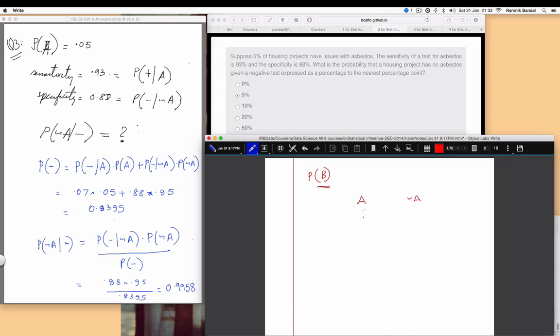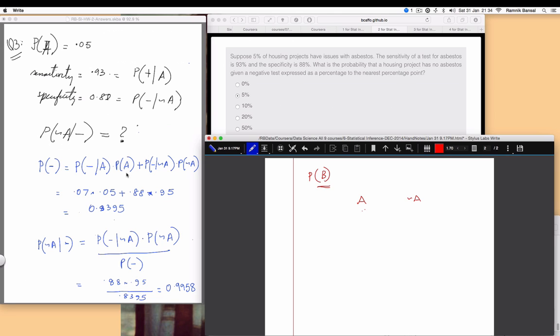It's Bayes theorem exactly. So this is what we have, and this is what we are interested in finding out. The probability of minus is given by these values here, and we already have all of them. Probability of minus given A: if probability of plus given A is 0.93, then probability of minus given A is 0.07, because it is 1 minus this probability.